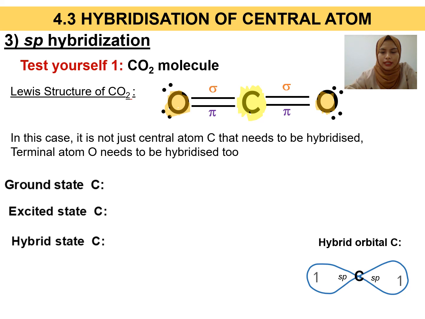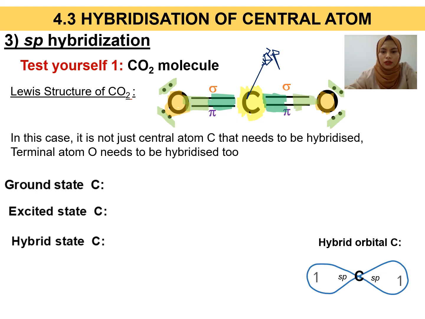Okay, so the central atom carbon, dia ada berapa electron pairs? Dia ada 1, 2 electron pairs. Kalau 2 electron pairs, therefore carbon ni dia akan ada what type of hybridization? Dia akan ada sp type of hybridization. Okay, and then for the oxygen atom pula, ada berapa electron pairs dekat sekitar oxygen atom ni? Oxygen atom dekat terminal ni ada 1, 2, 3 electron pairs. Okay, dekat terminal atom belah kanan pun sama, 1, 2, 3.